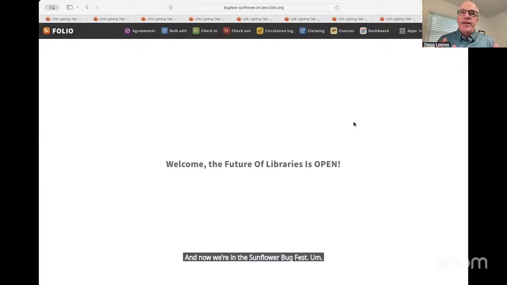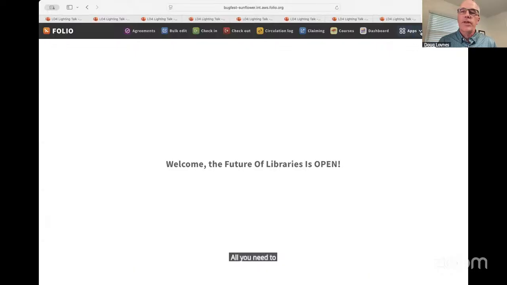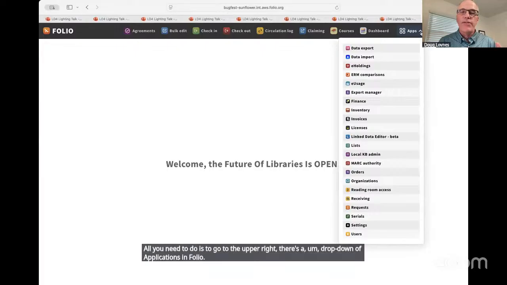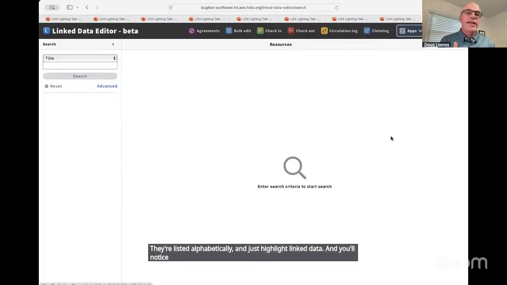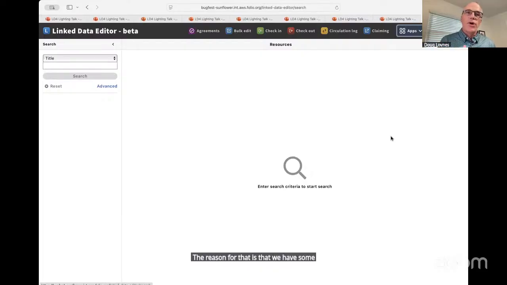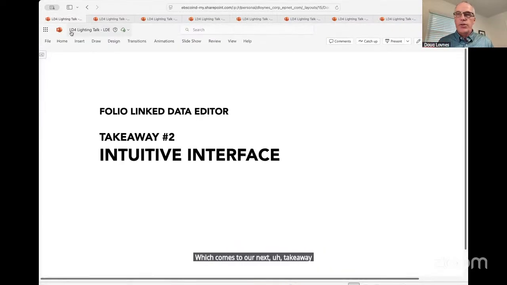You don't need to know anything about Folio in order to access or use the linked data editor. All you need to do is to go to the upper right, there's a drop down of applications in Folio. They're listed alphabetically, and just highlight linked data. And you'll notice that linked data editor is appended with beta. The reason for that is that we have some back-end work that we need to complete in order to properly support cataloging workflows. But as far as the look and feel of the application itself, we think we're in pretty good shape, which comes to our next takeaway, intuitive interface.